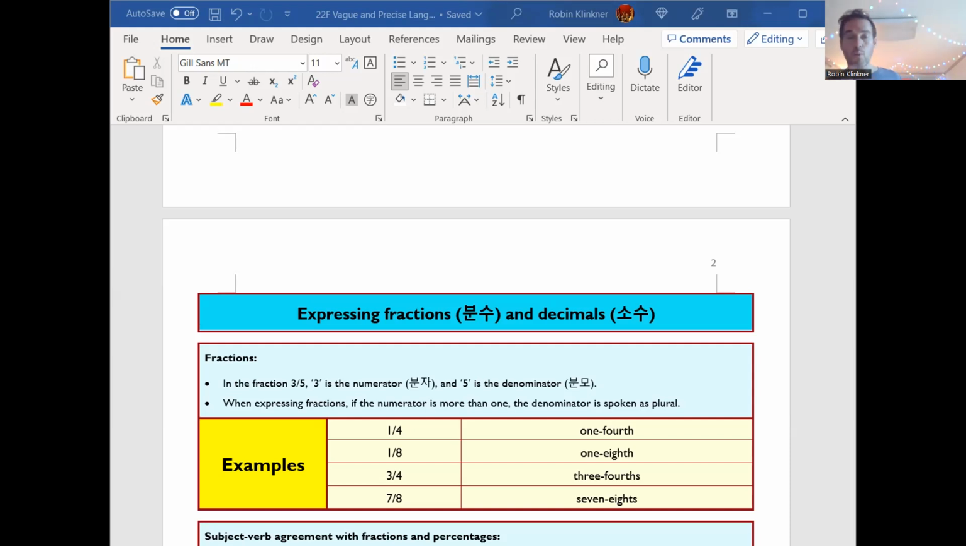So 1 is not more than 1. So we don't say fourths, just fourth. 1/4, 1/8. 3 is larger than 1. So 4 is expressed in a plural manner. 3/4, 7/8. Okay, get a little practice. Take 15 seconds. Think about how to say those fractions.